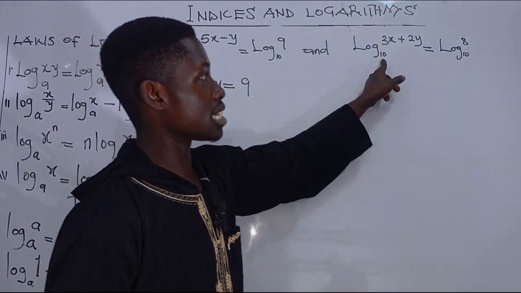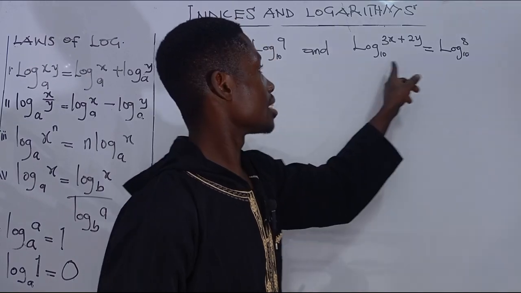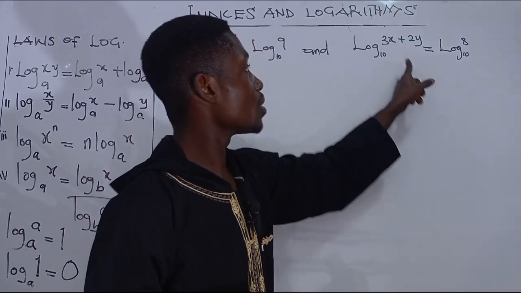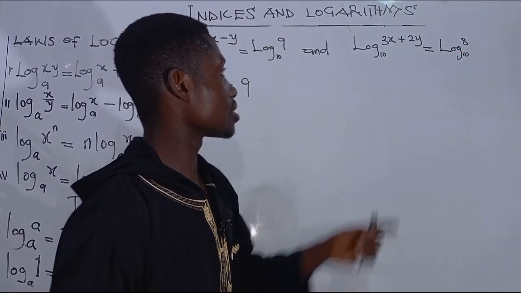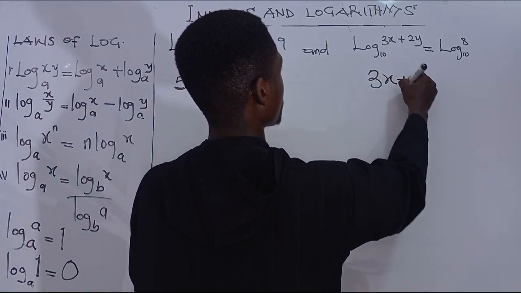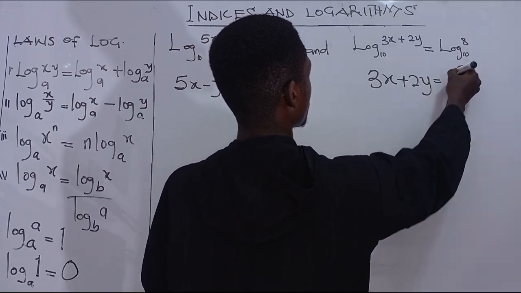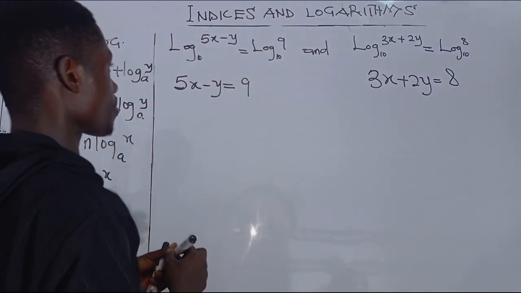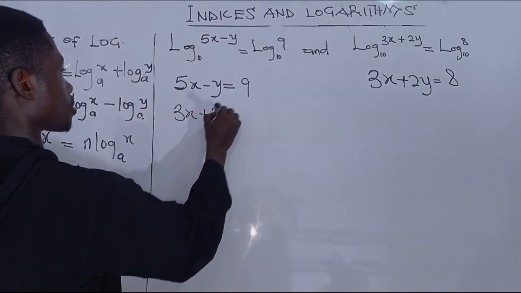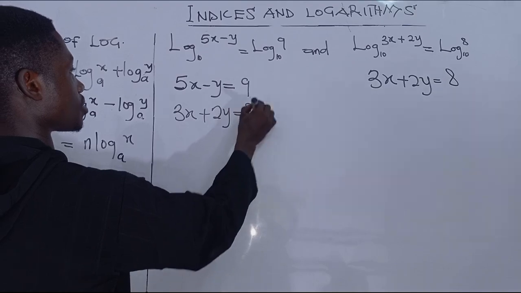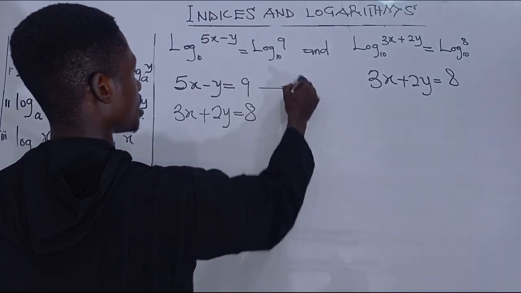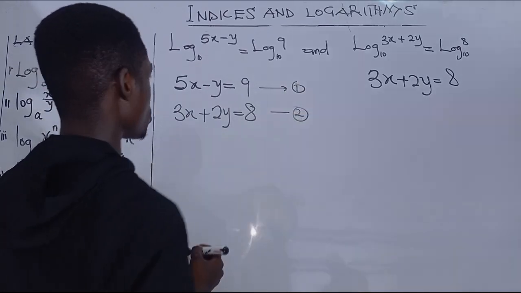Now let's look at this one also. We have log to the base of 10 equal to log to the base of 10. Since these two logarithms are equal and have the same base, we can equate their arguments. So we shall have 3x plus 2y is equal to 8. Let's rewrite it. We have 3x plus 2y is equal to 8. Let's call this equation 1, and then let's call this equation 2.